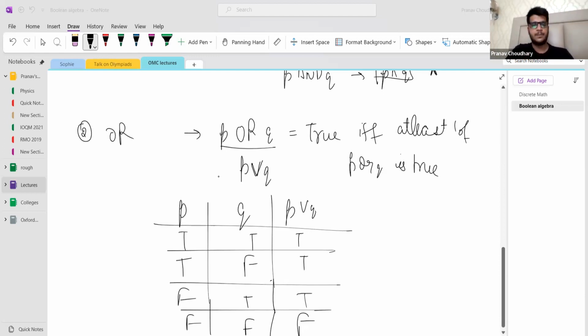So I'm defining the OR function here. So P or Q is true if at least one of P or Q is true. And this is a truth table for OR.